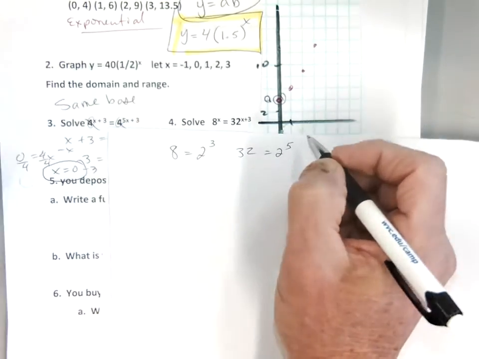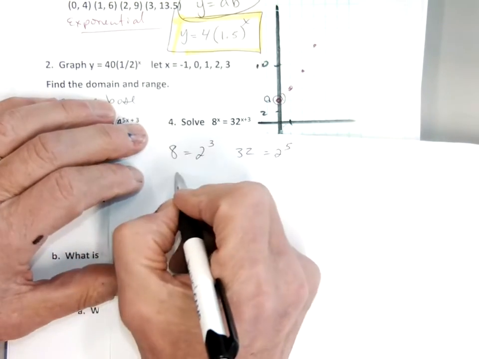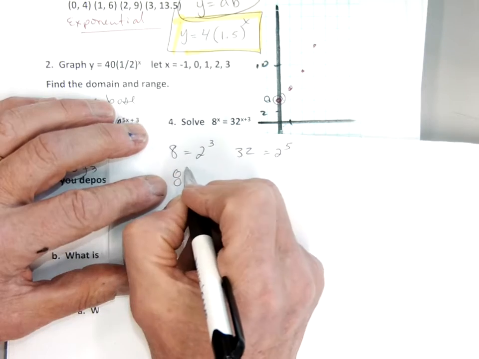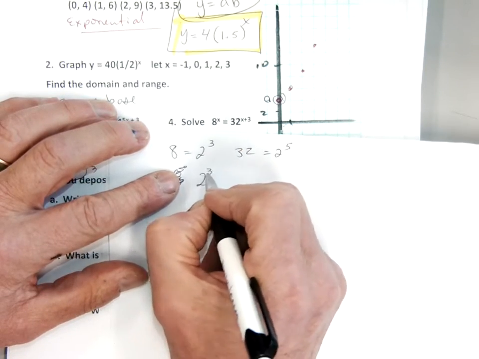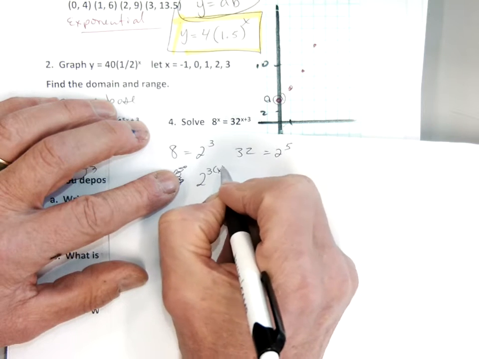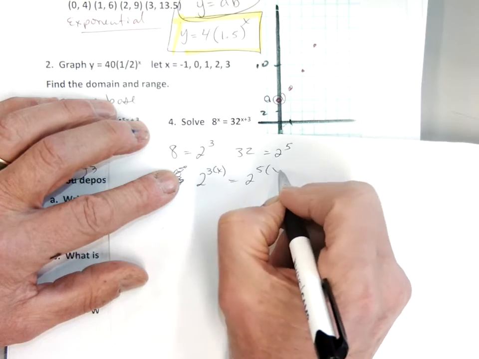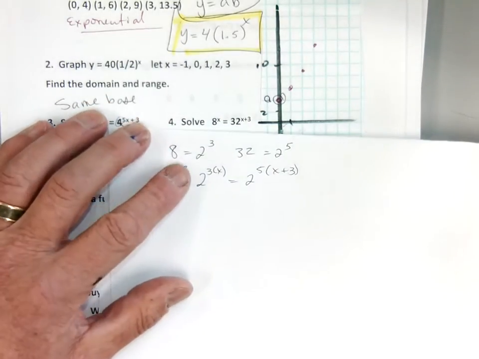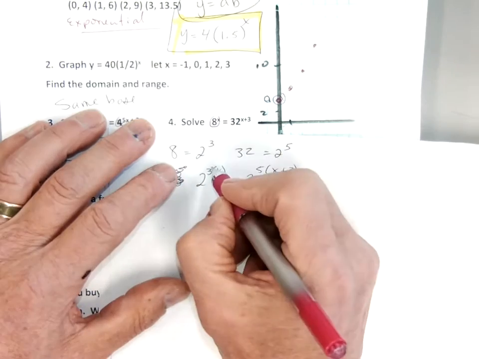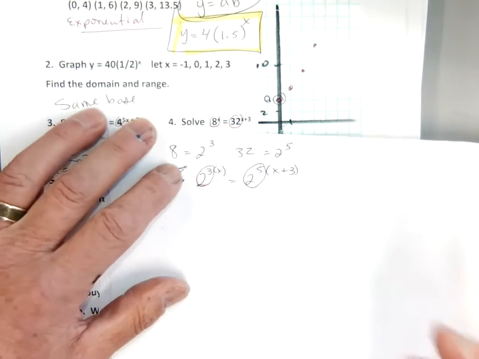You guys have your notebook, right? Do you have your notebook with all of those ones we wrote? That'll be really helpful. So let's rewrite this. I'm going to write 2 to the 3rd times x, and 2 to the 5th times x plus 3. Give me a second to circle the numbers. So there's my 8. And there's my 32, okay?